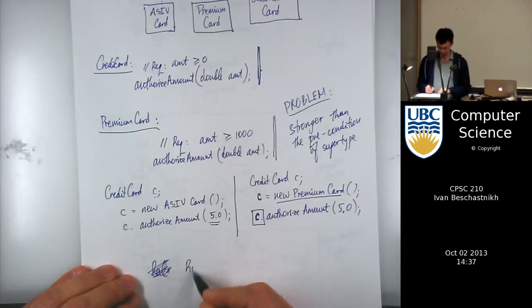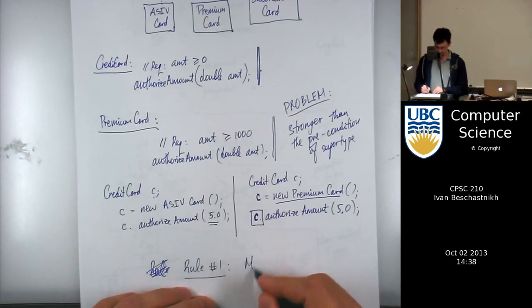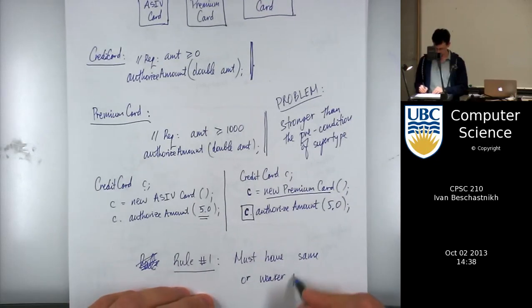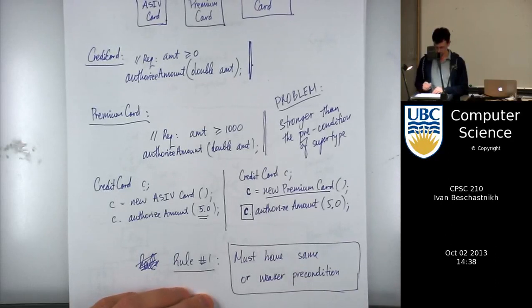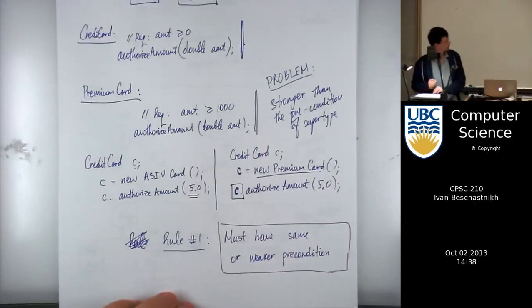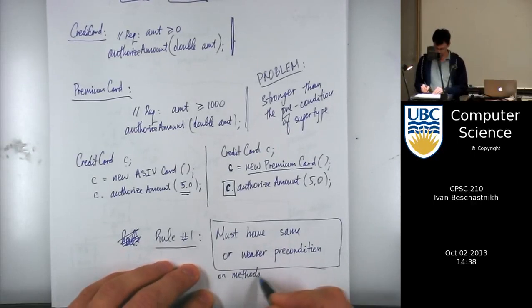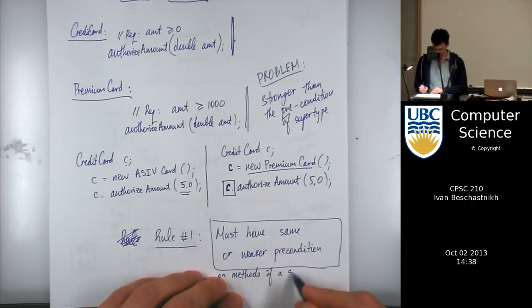So rule number one, I can't spell rule. Rule number one: must have same or weaker precondition. And this applies to methods of a subtype.